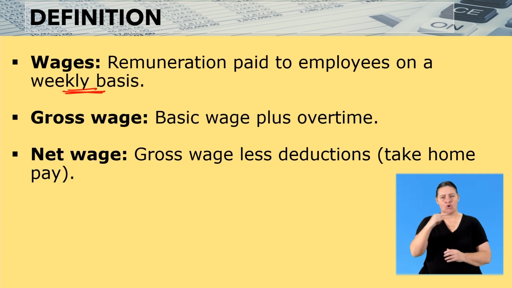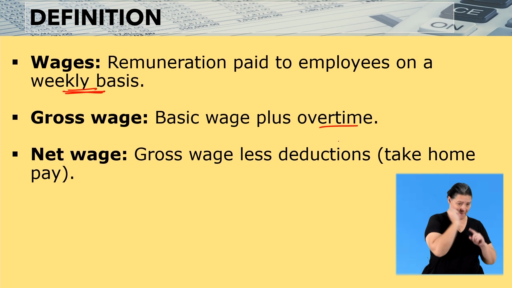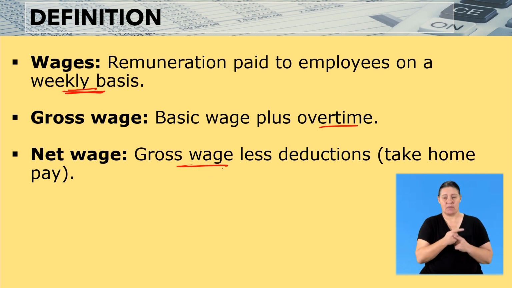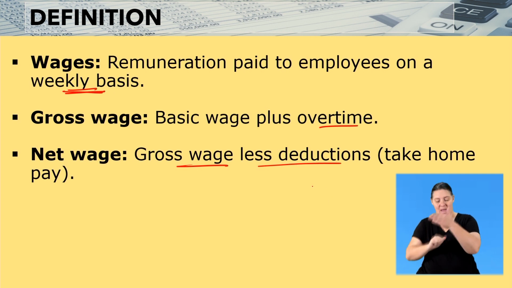What is gross wage? This is basic wage plus overtime. Then net wage, this is your gross wage less the deductions. This is what our employee gets to take home, net wage.